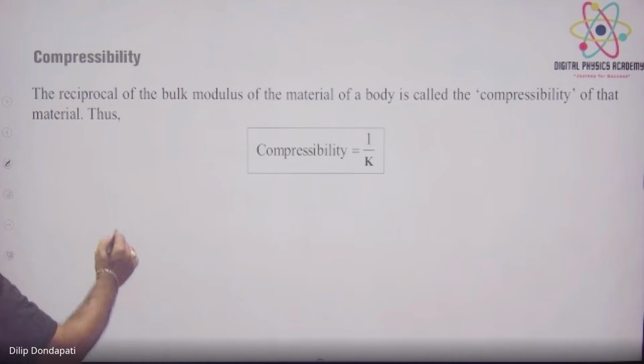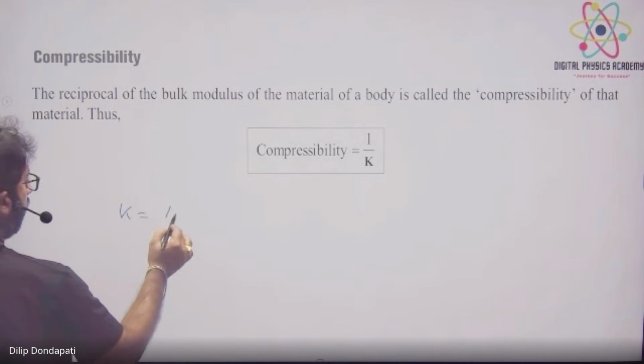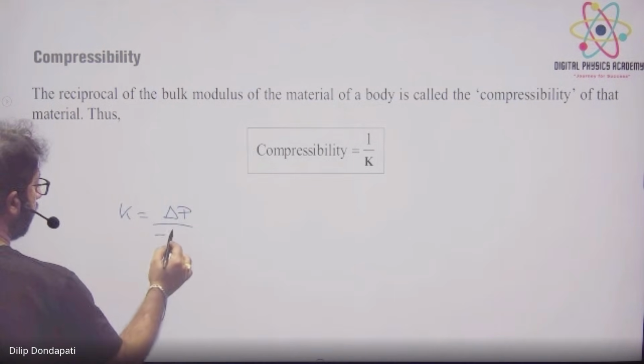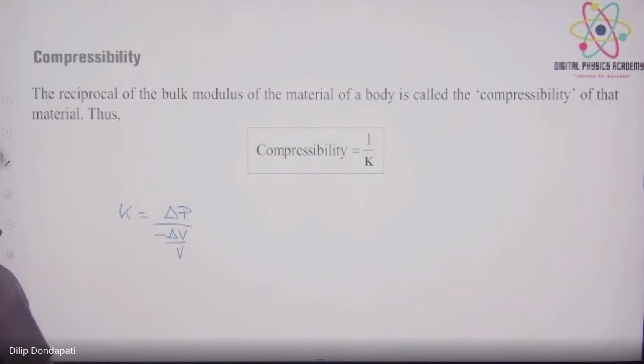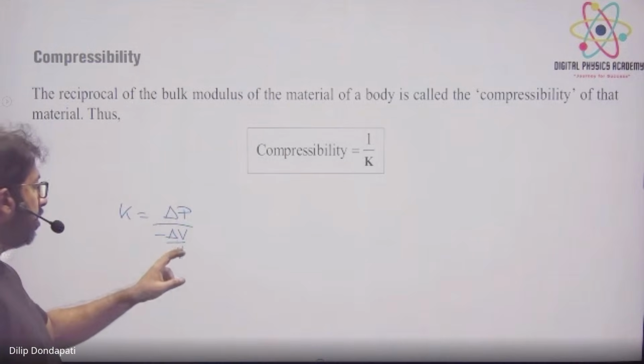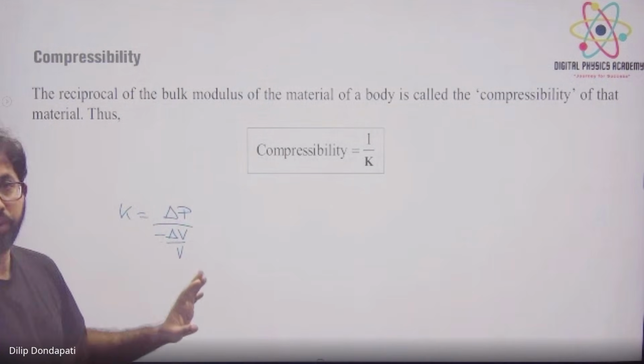So bulk modulus का फॉर्मूला क्या है? डेल्टा P by minus डेल्टा V by V. Okay. न्यूमेरिकल्स करने समय माइनस निकाल दो, नो प्रॉब्लम. But delta P by delta V by V is the formula for bulk modulus of elasticity.